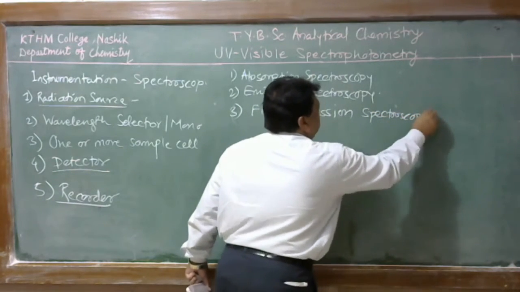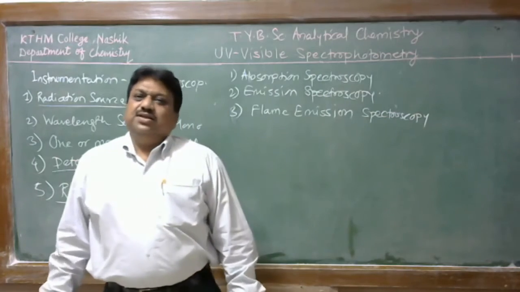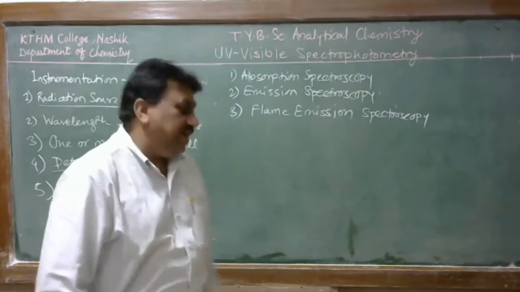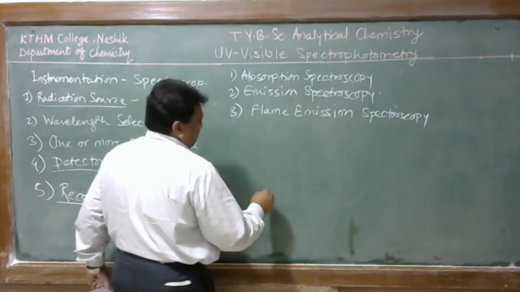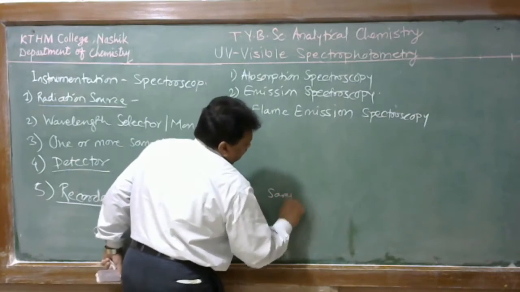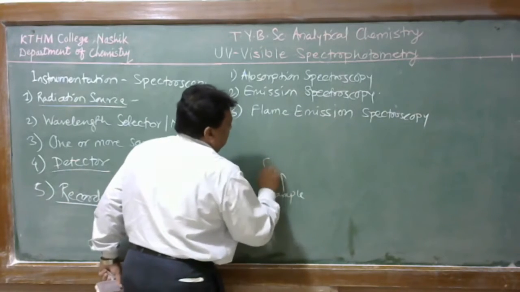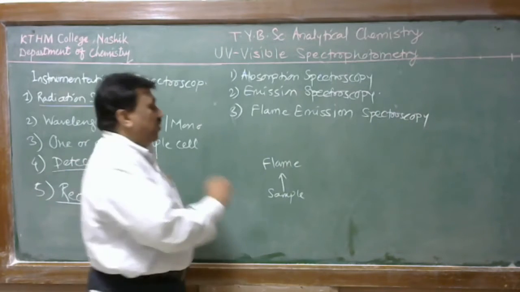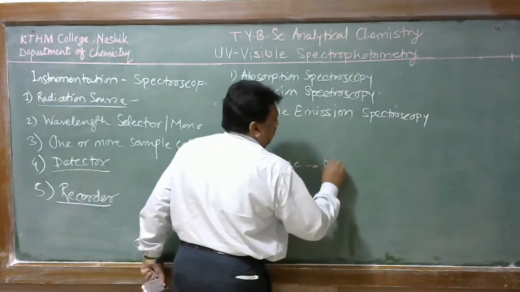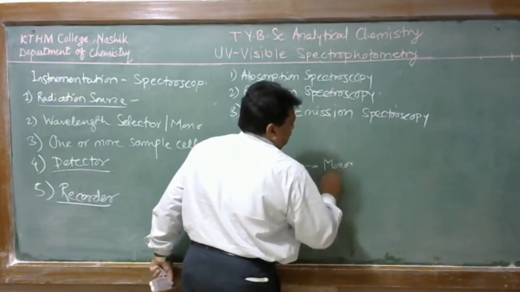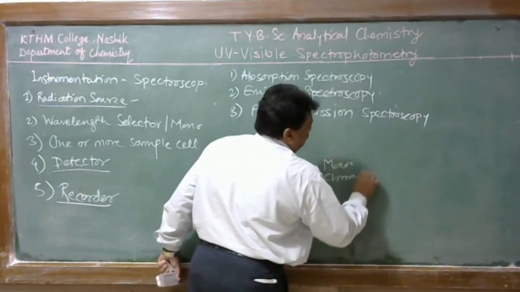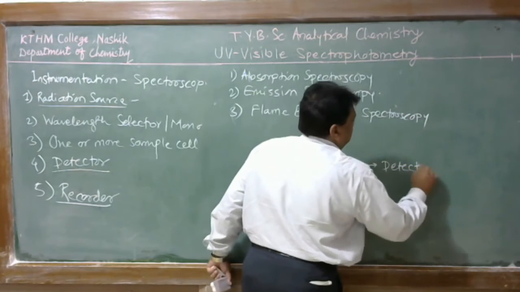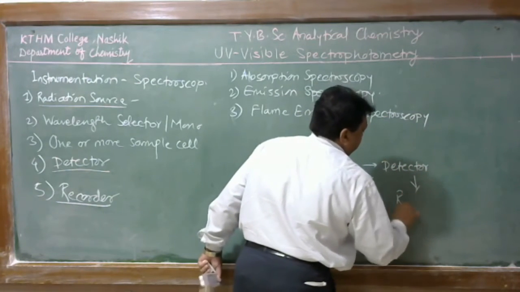In flame emission spectroscopy, the sample is excited by using thermal energy, and therefore a little bit different arrangement is made. Here the sample is given to the flame. Therefore, the flame itself acts as a source of radiation. Then a monochromator, then monochromator to detector, and detector to recorder.